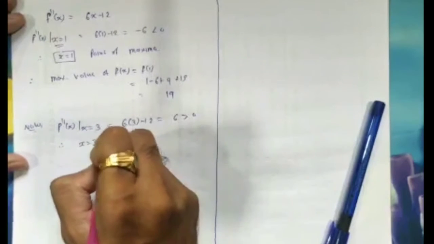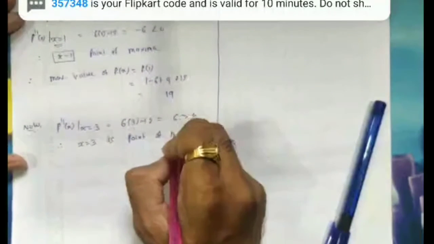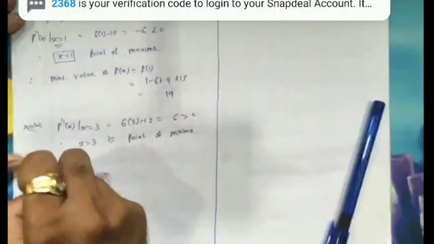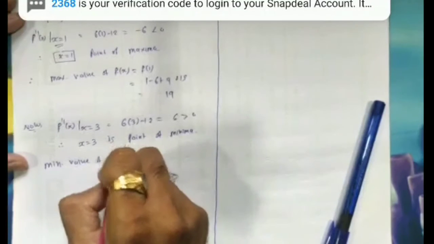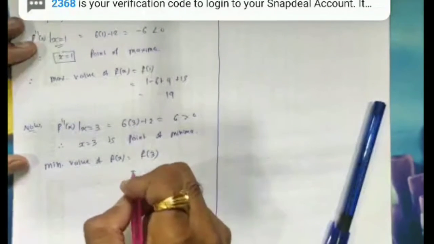So which is 6, which is greater than 0. So we can say that x equal to 3 is point of minima. So minimum value of the function f of x will be available at f of 3. So put x equal to 3.